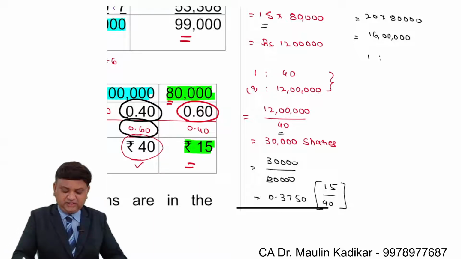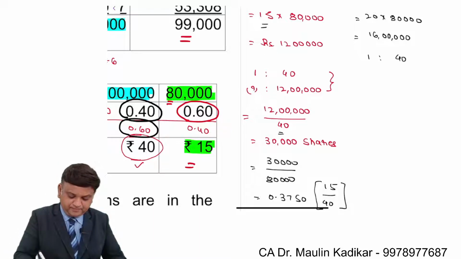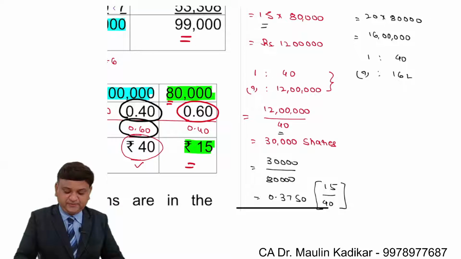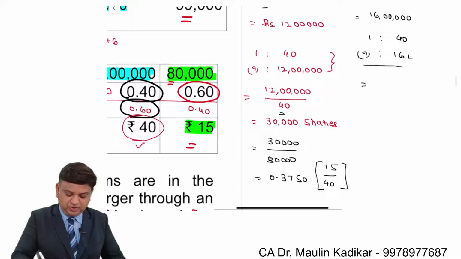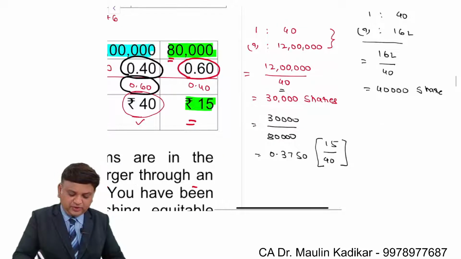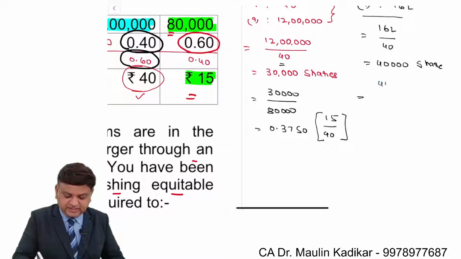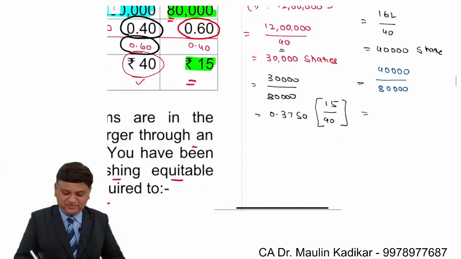Issuing one share is equal to an amount of rupees 40. So this is the number of shares to be issued for a consideration of 16 lakhs, in a way that we can afford to pay 16 lakhs. So it is 16 lakhs divided by 40. So we can issue 40,000 shares. Issuing 40,000 shares against their 80,000 shares means what we can afford to issue is 0.50.